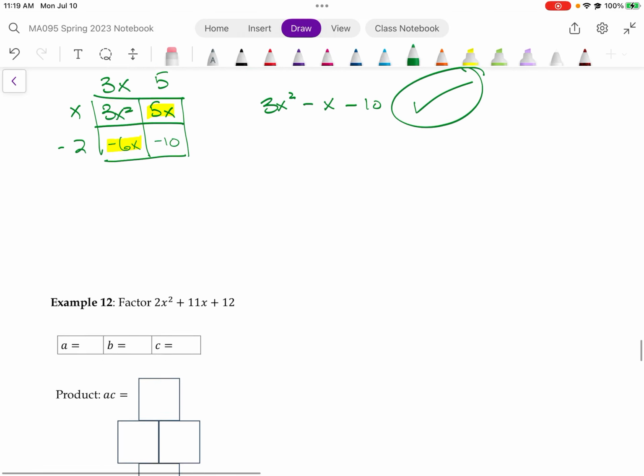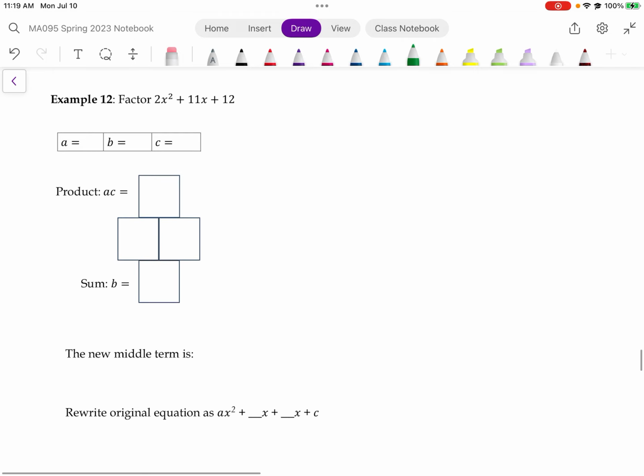Okay. You pause the video, give this a try, get as far as you can without any help. Okay, hopefully you gave this a try. So we've got A is 2, B is 11, and C is 12. So the AC factor is 24. The sum is going to be the B right there. So two numbers that give us 24 when we multiply and 11 when we add. And hopefully you found that to be 3 and 8.